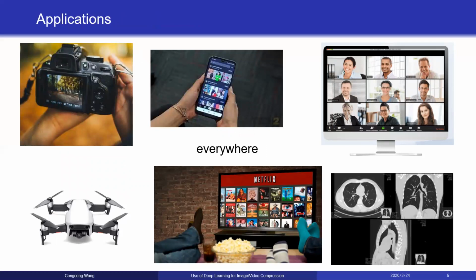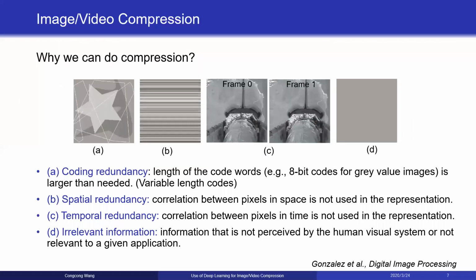We are using these compression techniques all the time, like when we take a photo, when we surf online by smart mobile, or when we have a meeting. Basically, anytime we use images or videos, we are using some kind of compression technique. So as it is very important, how do people do compression, and why can we compress a signal and get it back later? The simple answer is those signals contain redundancy. Normally, for image and video compression, 4 types of redundancy are considered.